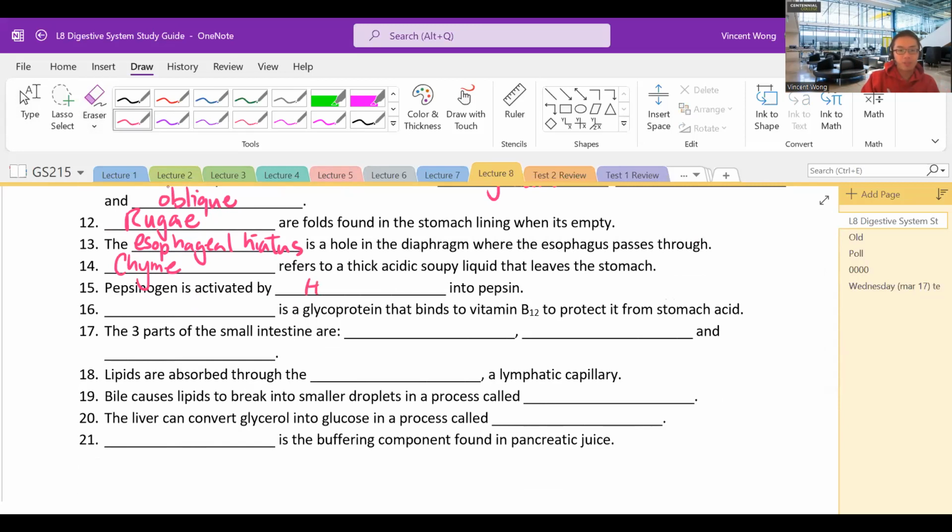Pepsinogen is activated by HCl into pepsin. You know that by now. The parietal cells produce the HCl, but it also produces something called the intrinsic factor. It's a sugary protein, a glycoprotein, that will bind to B12 so that it's not going to be broken down by the acid. Okay, we need the B12 to make healthy red cells. And if you don't have enough B12, then you might become anemic.